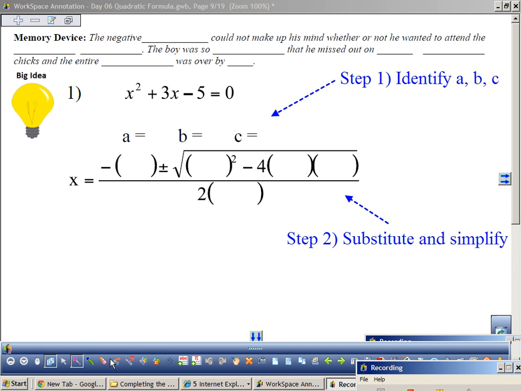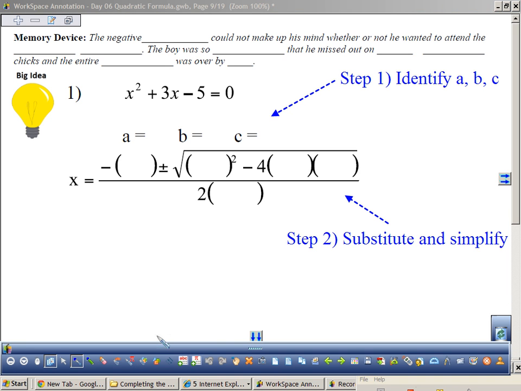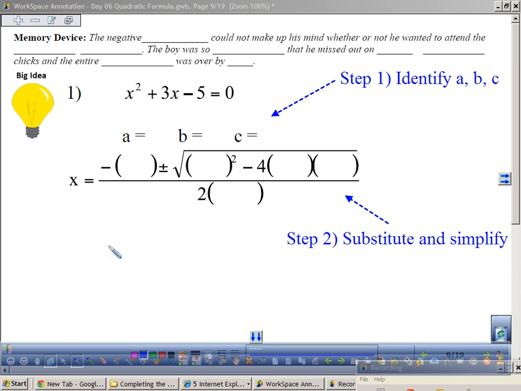Well, most of you have seen the quadratic formula before, but let me just have you put pencils down. Just watch me do it first. Pencils down.